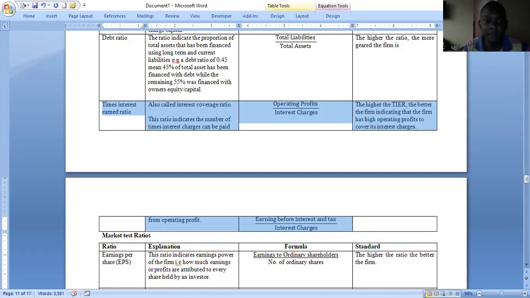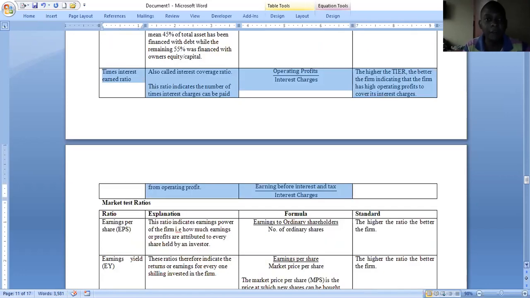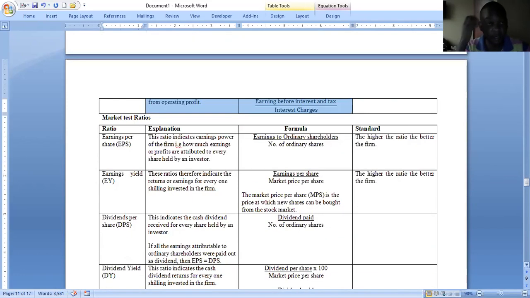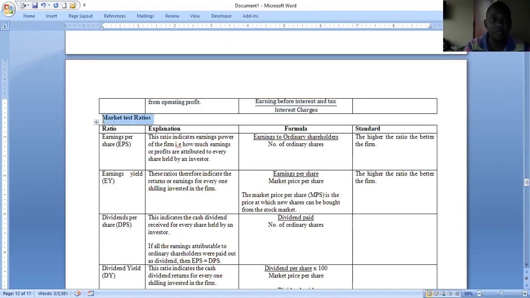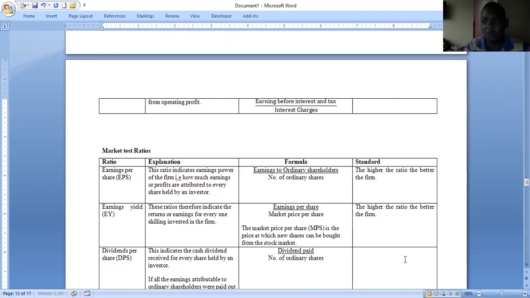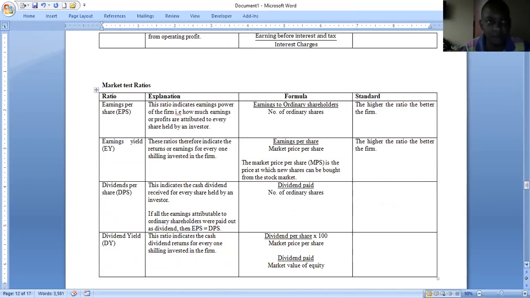Then we move further downwards to the other classification of ratios. The fifth pillar of ratio analysis, that is the market ratios. The market ratios compare the performance of the business in the financial markets.